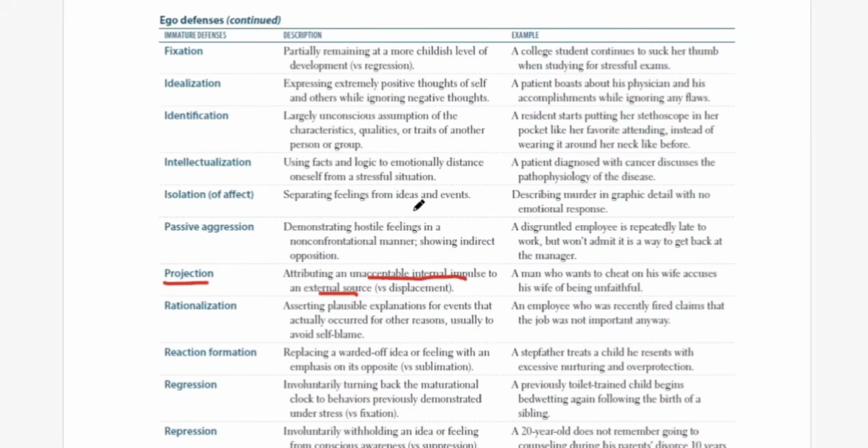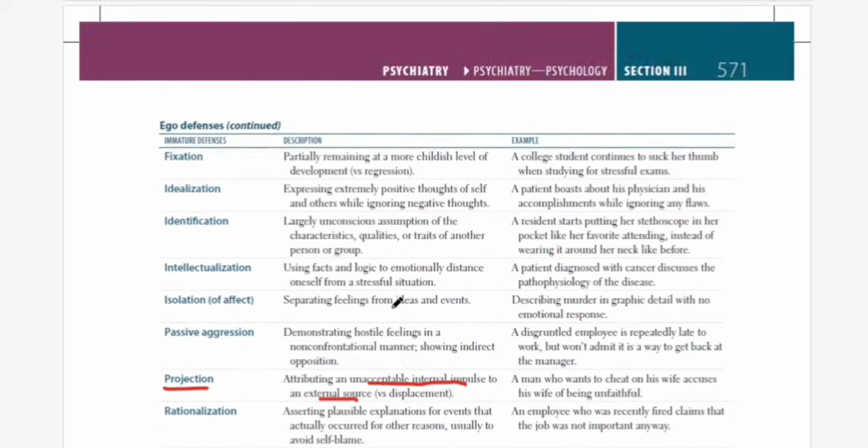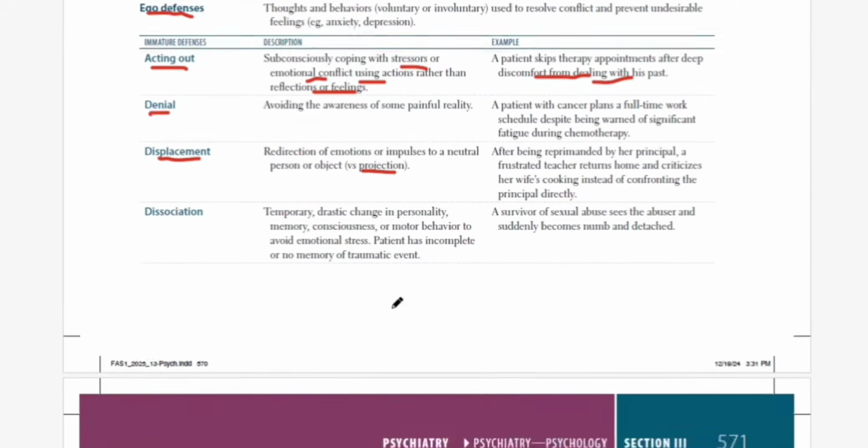For example, there's a man who accuses his wife of cheating because he actually wants to cheat, right? In this one, he's attributing his own unacceptable thoughts or feelings to someone else. So basically, this impulse is yours, but you deny it and claim it belongs to another. It's a form of externalization to avoid guilt or anxiety. It's your feeling, but you are blaming someone else for that feeling, right? I hope you got the difference between displacement and projection.